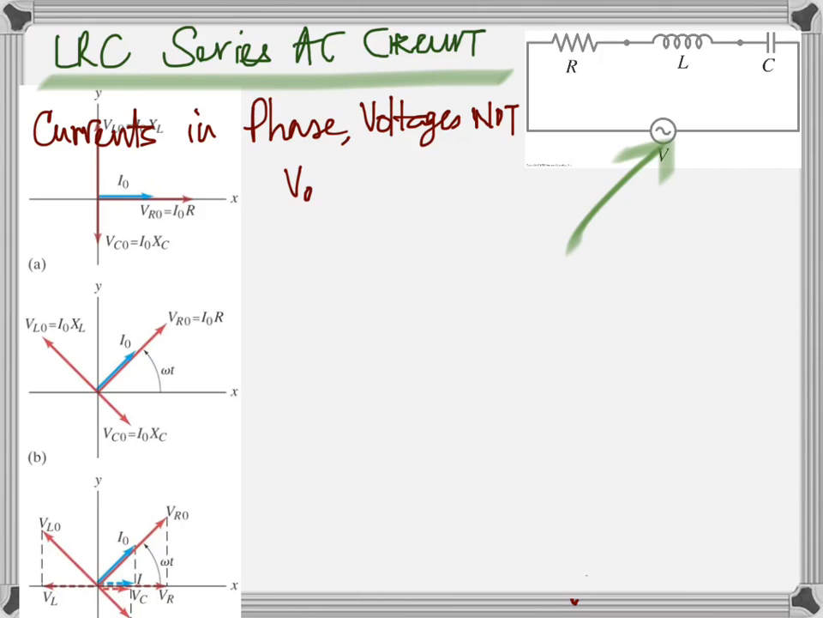Okay. Now let's talk about an inductance. How do you find the voltage across an inductance? Multiply the current I with XL, isn't it? Instead of I times R, you multiply with I times XL. It's I naught times XL. And what do you know about the voltage through an inductance? It leads the current by 90 degrees.